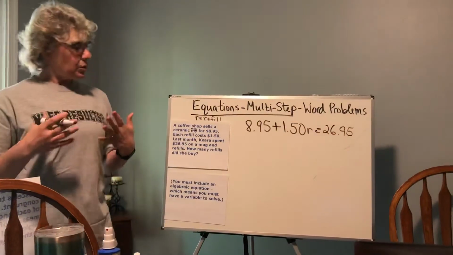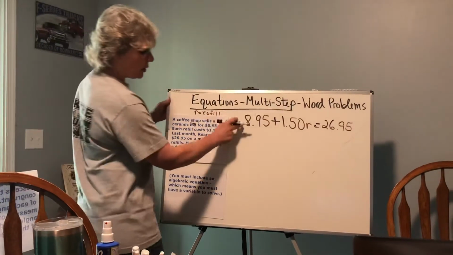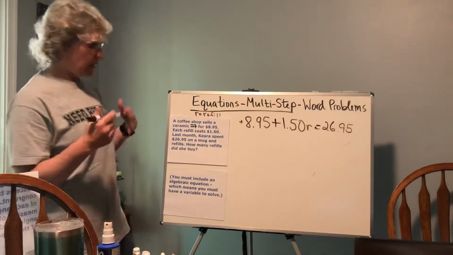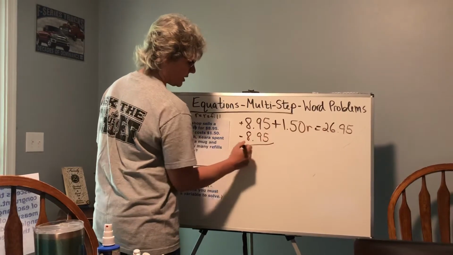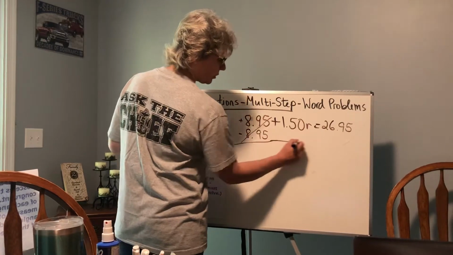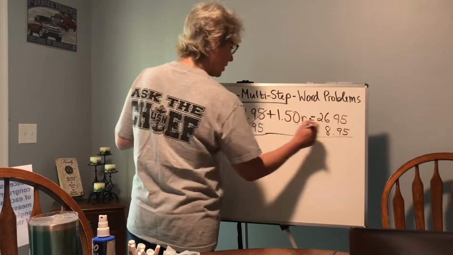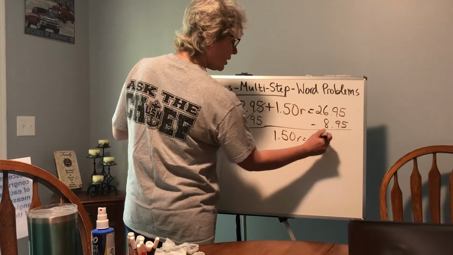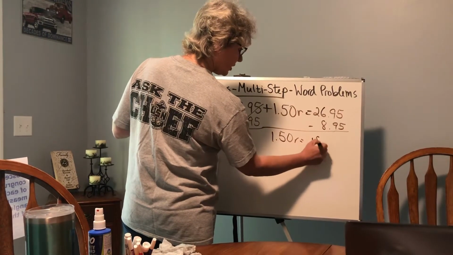Well, we've got our two-step equation, so all we have to do from here is start isolating that variable. We know, and we talk about this in class often, that there's an invisible plus sign in front of that $8.95. So its inverse operation is subtracting $8.95 from each side, which would give me 1.50R equals 18. Yeah, I hope I did that math right.